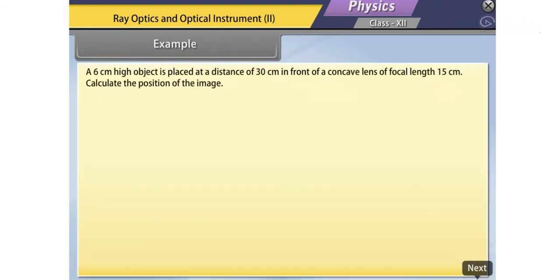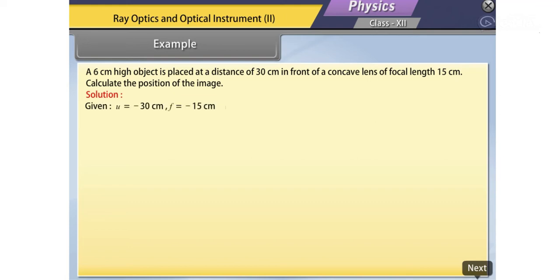Example: a 6 cm high object is placed at a distance of 30 cm in front of a concave lens of focal length 15 cm. Calculate the position of the image.